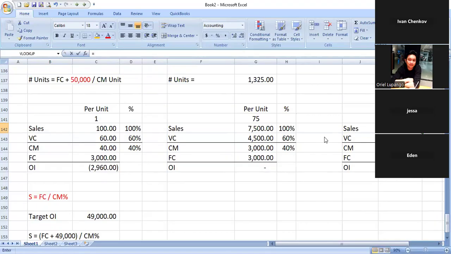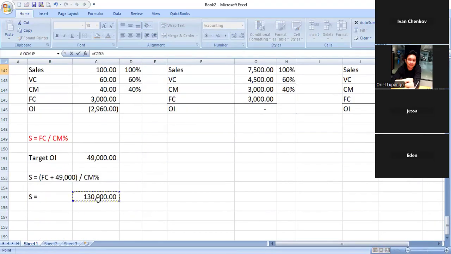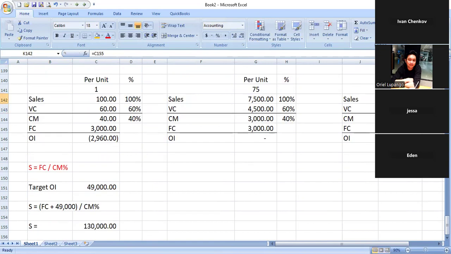My sales should be equal to 130,000. If my sales are $130,000 and my contribution margin is 40% as a percentage, that means contribution margin as a dollar amount is going to be 130 times 40%. My contribution margin will be 52. Fixed costs are 3,000. Did I get the operating income that I wanted? Yes, Prof. Yes. So now you know how to get the target income.